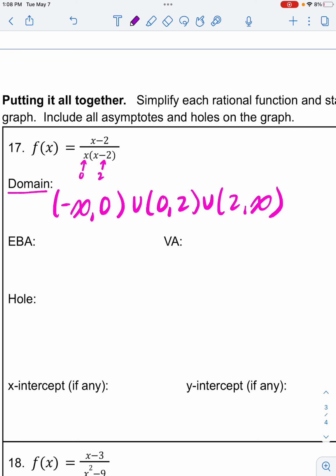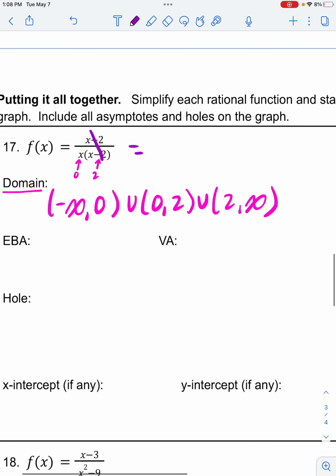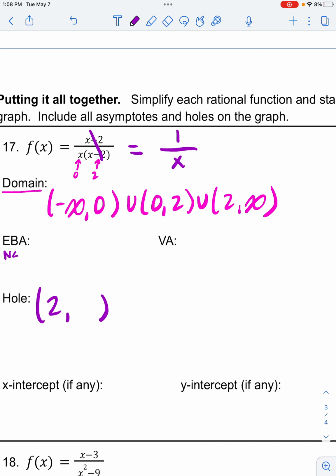So since I can divide out the x minus 2, it's going to leave me with, please don't make the numerator go away. Please put a 1 as a placeholder, and then it leaves me with 1 over x. So now I'm going to work with 1 over x when I create my graph. But when I crossed off that x minus 2, that does mean I'm going to have a hole at x equals 2.